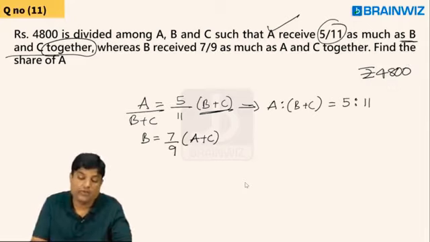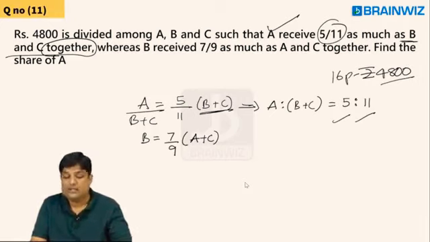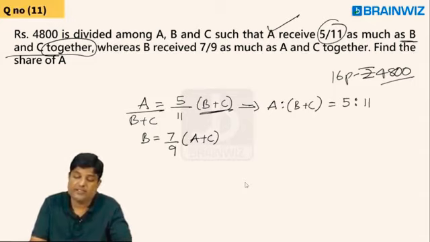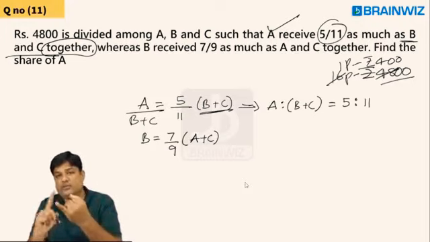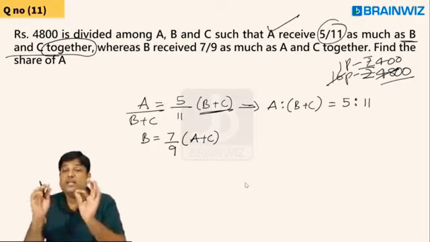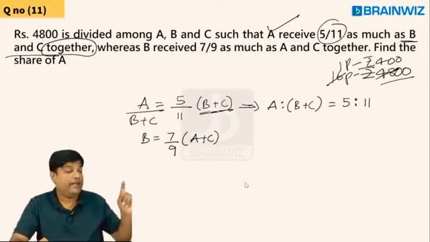So what shall I do now? Is this 4800 is 5 or 11 or 16? 16 pieces is 4800. 1 piece 400. Give 5 pieces to A.